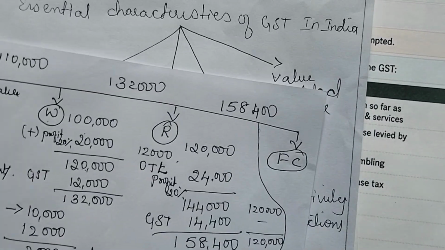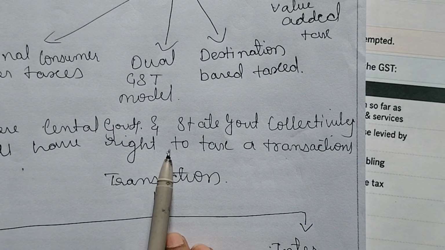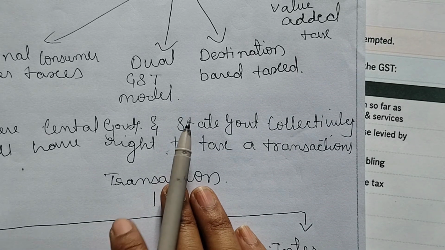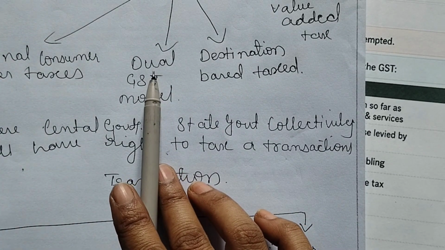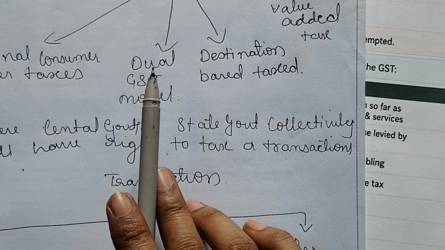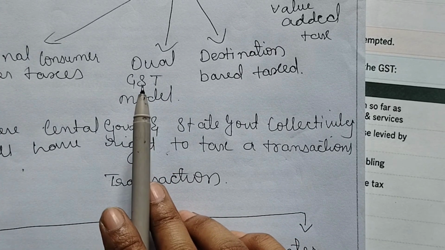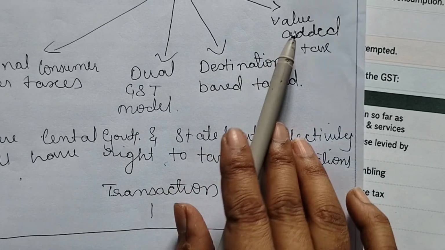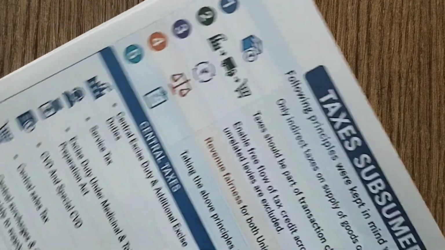Is it clear? The characteristics of GST, this is most important. If you understand this basic concept, then you are going to understand complete GST. This is the beauty of this chapter. It is paid by whom? The final consumer. It is a dual GST model because we will collect CGST and SGST. Both the governments have a right to impose the tax. It is a destination based tax and it is a value added tax. Is it clear?